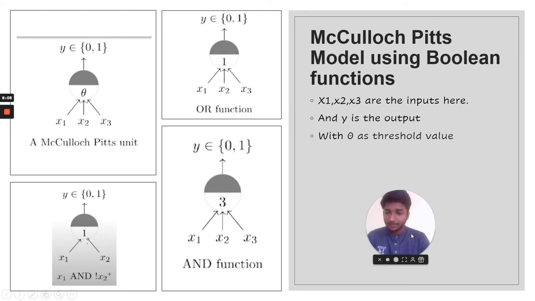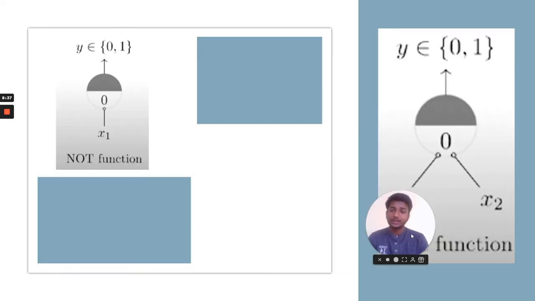Now x1 and not x2. Here not x2 is an inhibitory input. If this is 1, the output will be 0. If x1 is 1 and x2 is 0, then the output will be 1. So x1 should be 1, so the theta value is 1. Here the NOT function is always 0, so the theta value is 0.